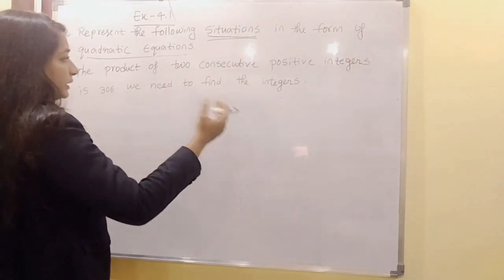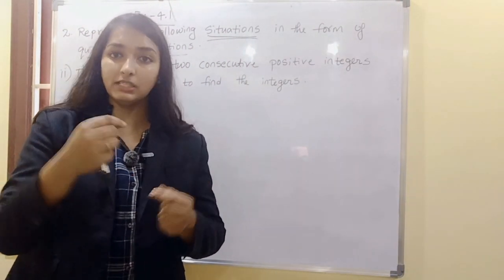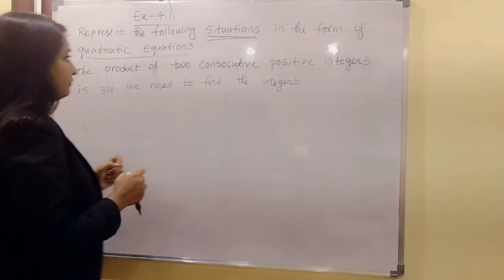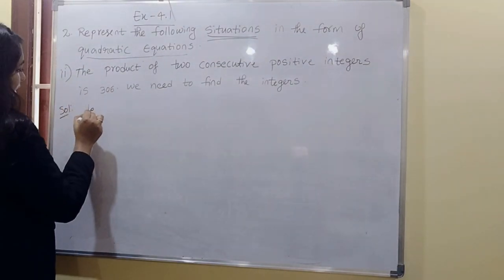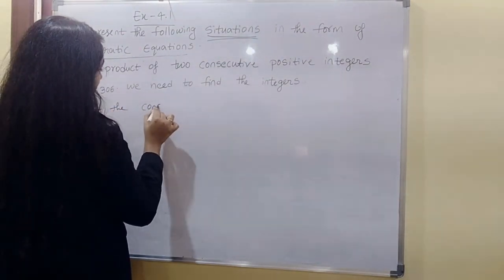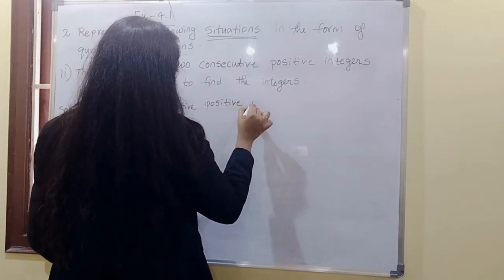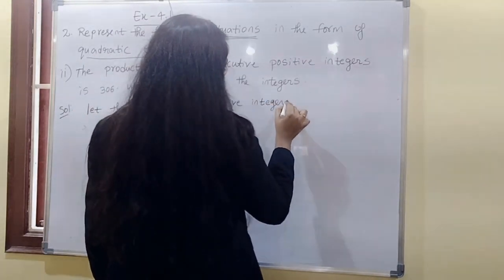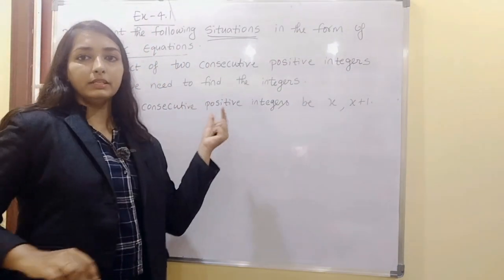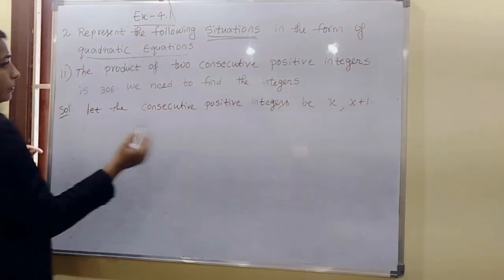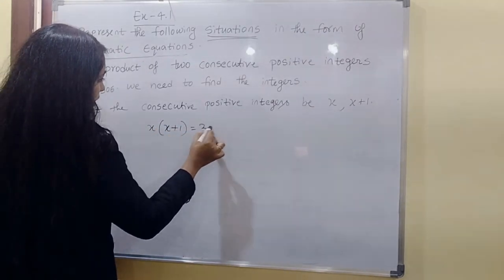Okay, so consecutive positive integers. For example, if I take x, what is the next number? It would be x plus 1. Is it clear? So he's given the product of two consecutive positive integers. So let the consecutive positive integers be x and x plus 1. Their product is given. How much? 306. Product means multiplication. You multiply x and x plus 1. So x into x plus 1 is equal to 306.